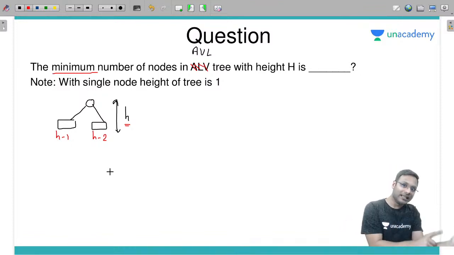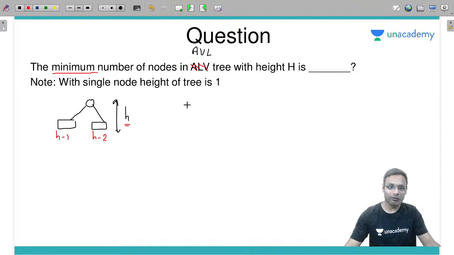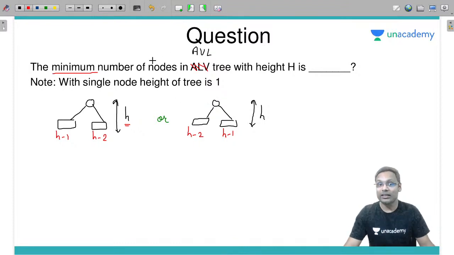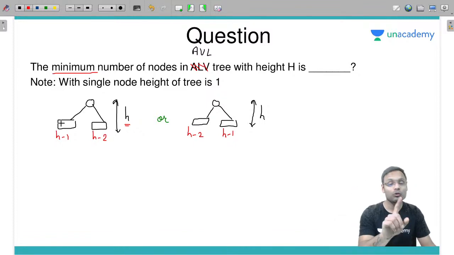One side you keep less height, one side you keep more height. Of course. You will ask, sir, why did you keep h minus 1 on the left only? Arey, keep it the other way around, no problem. On the left side you can take h minus 2, right side you can take h minus 1. That is also fine. One subtree should have one less height than the other subtree, which is allowed in an AVL tree. So we need to construct one side an AVL tree of height h minus 2, one side an AVL tree of minimum nodes with height h minus 1, plus one node, and you will get an AVL tree of height h.